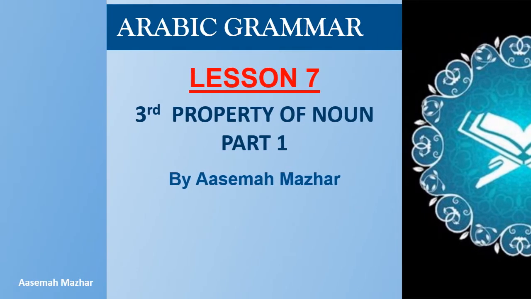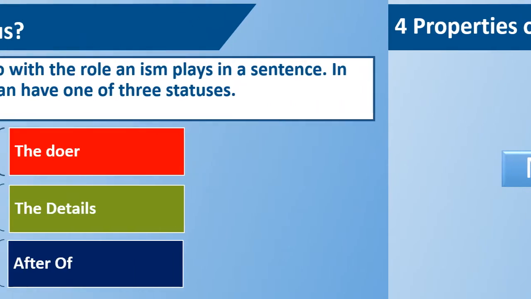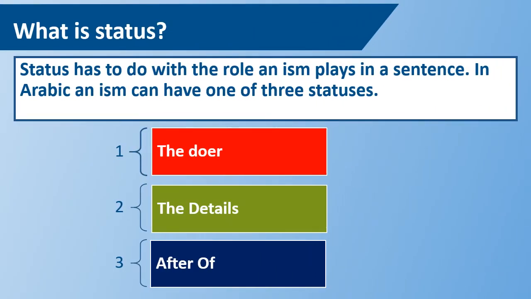Inshallah, in today's lesson we learn about the third property of noun, which is status. What is status? Status has to do with the role an ism or a noun plays in a sentence. In Arabic, an ism can have one of the three statuses.